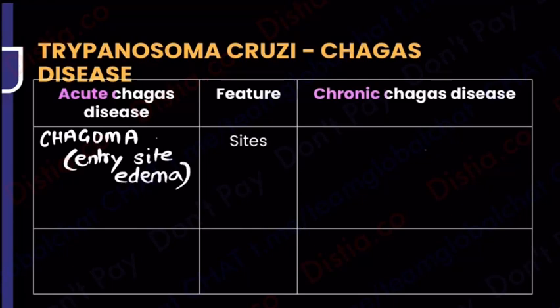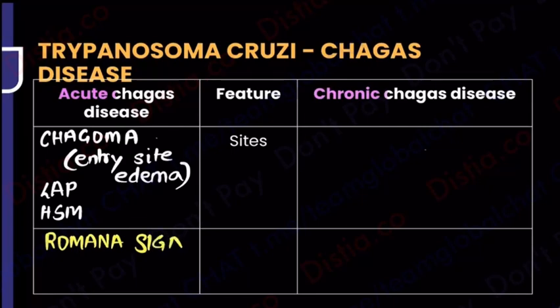Right? Other than that, as I said, everything is going to become big. The lymph nodes are also going to become big, lymphadenopathy. The liver and the spleen can become big, that is hepatosplenomegaly. The eyes can become big, and that is known as the Romana sign.